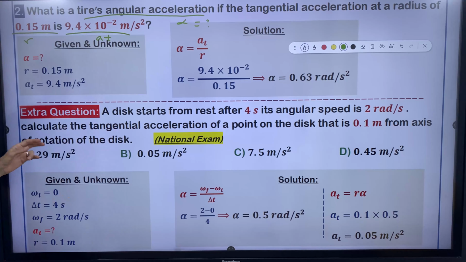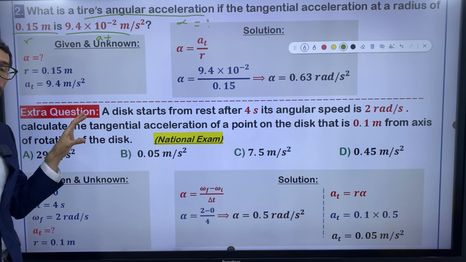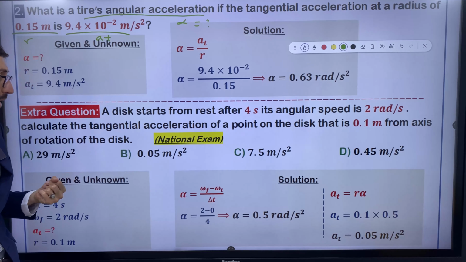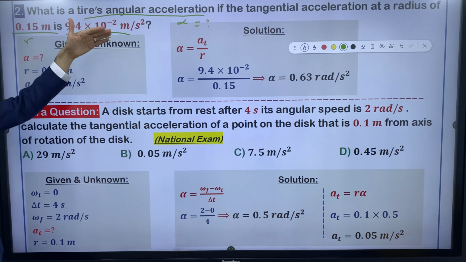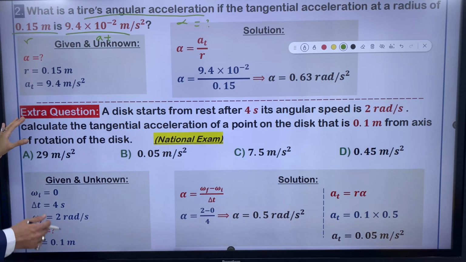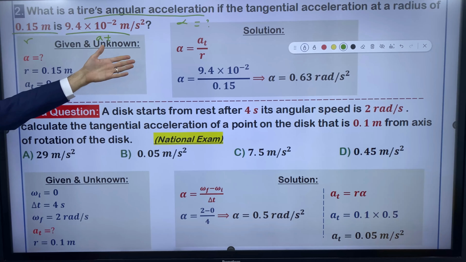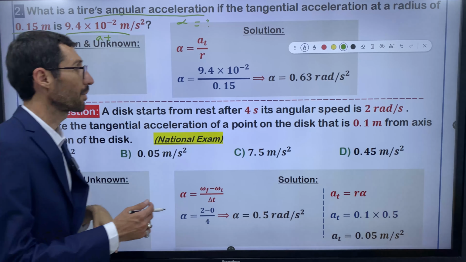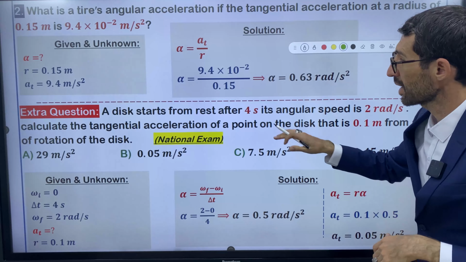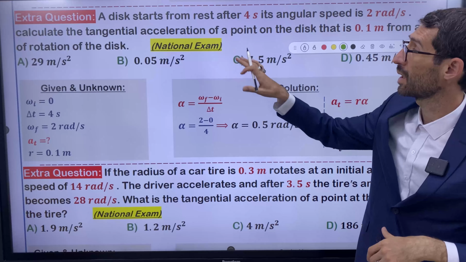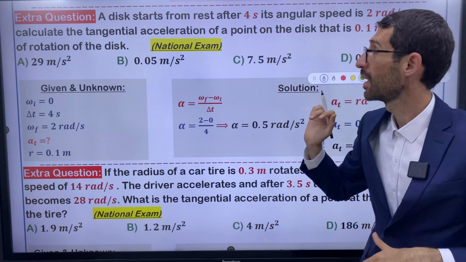That's right. I included an extra question, which is a question from the national exam. The first part is completely different from the previous question, but the second part of this extra question looks like question number 2. Let me read the new question for you. It's not in our practice, but it's a question from the national exam.